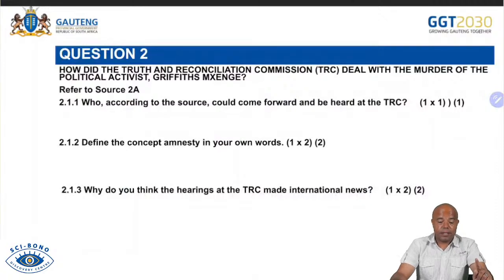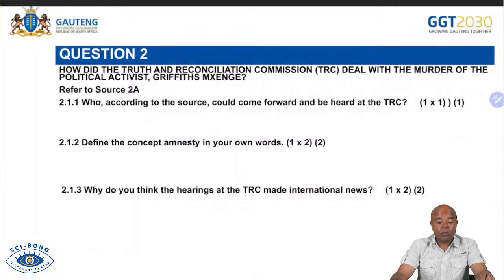Now remember what I said. I said that when you start the source, there is wording in bold, and that is what we call the key question. So it means, how did the Truth and Reconciliation Commission deal with the murder of the political activist Griffiths Mzingi?